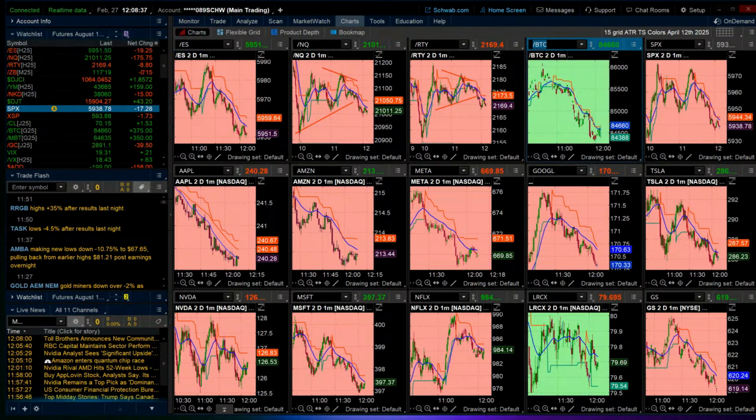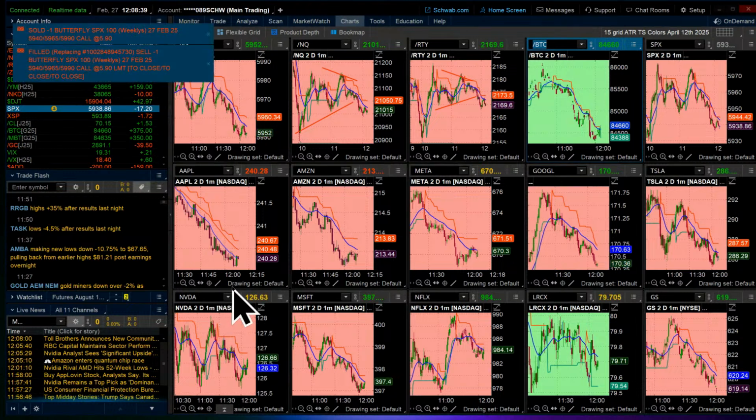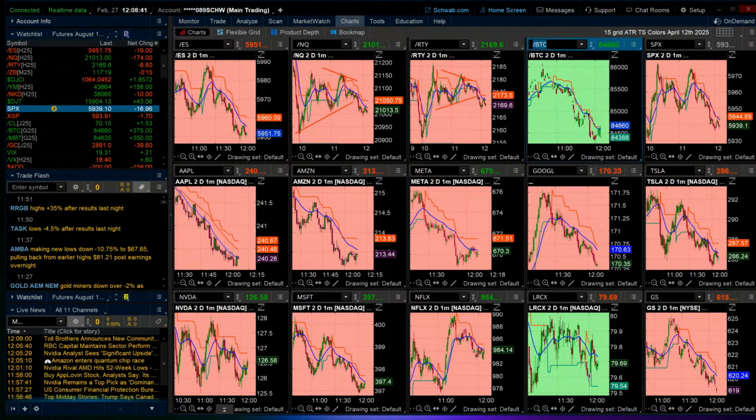So that's what I'm doing right now. I'm watching the divergences. I can't stress that enough. So if you see the Russell rally, sure, that would be great. If you watch the Russell down 15 and the S&P stops going down, that would be great for bulls.